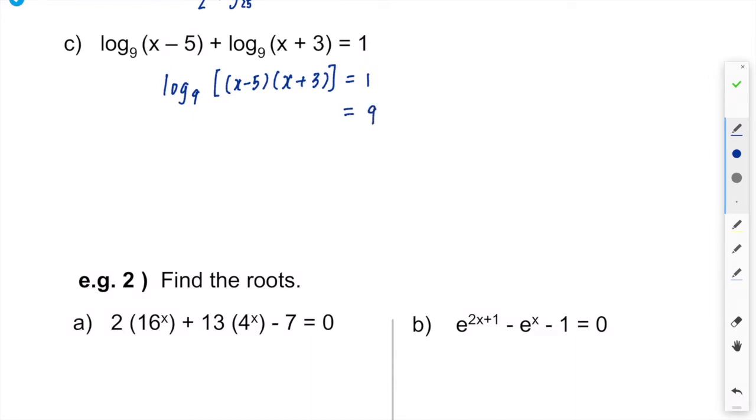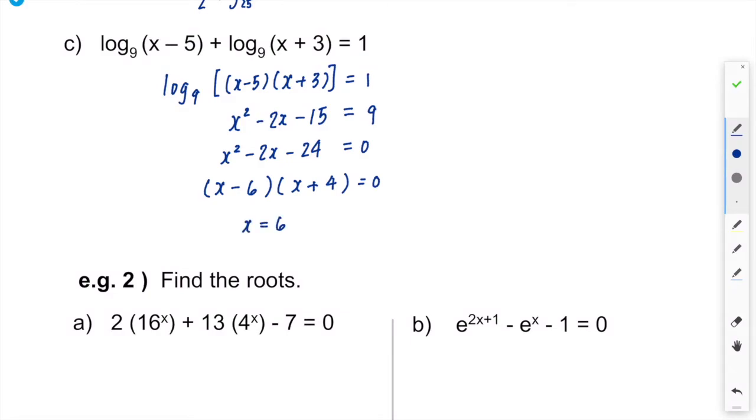9 to the power of 1 is equal to the product of the binomials. I'm actually going to expand: x squared minus 2x minus 15. Bring the 9 over, and we can now solve a quadratic equation. So we have x squared minus 2x minus 24. Factor this into (x minus 6)(x plus 4), which gives us x is equal to 6, or x is equal to negative 4.